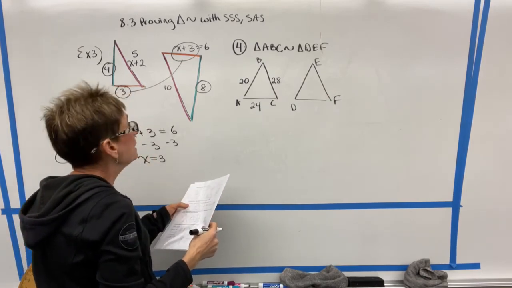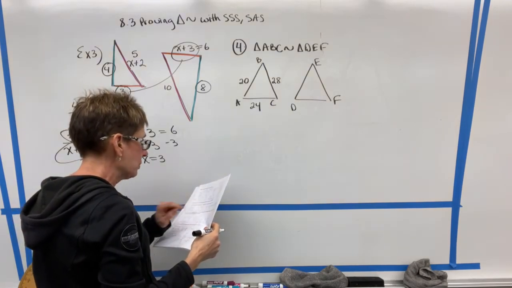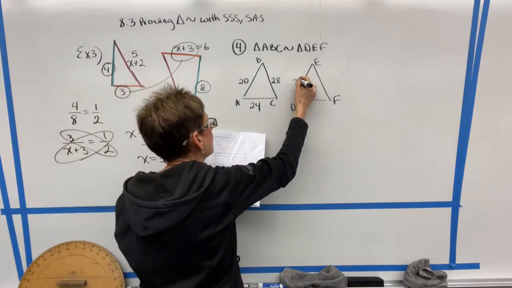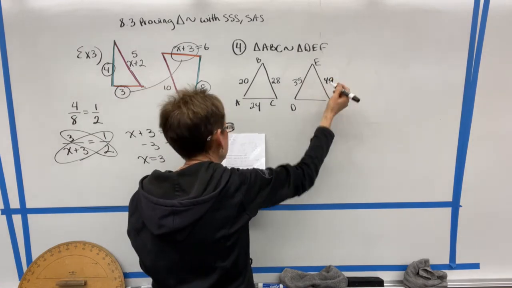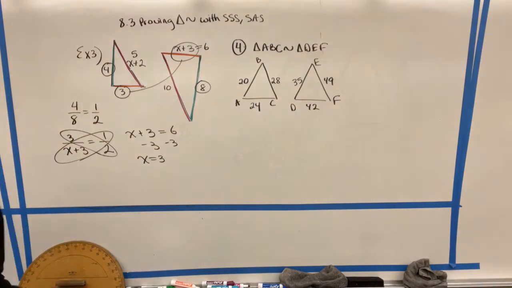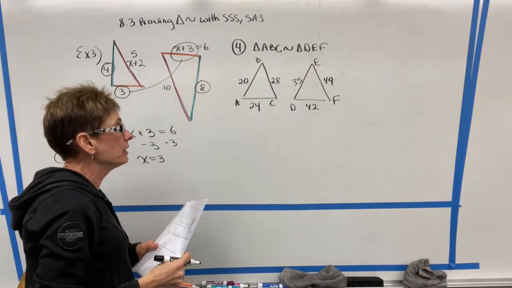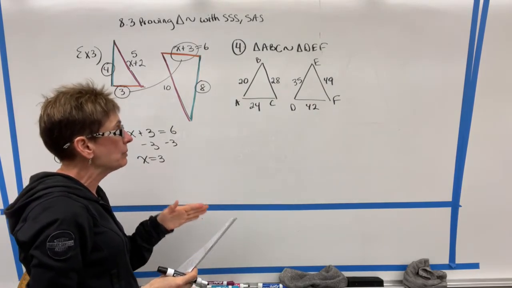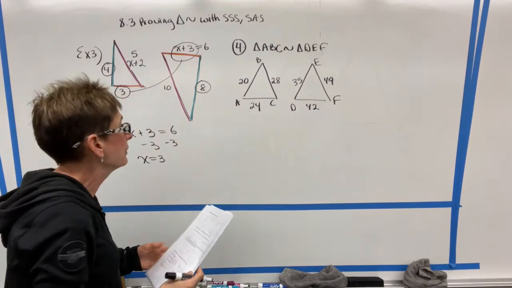Let's see, AB is 20, BC is 28, AC is 24. Oh, and then in triangle DEF, DE is 35, EF is 49, and DF is 42. Now, to verify that these two triangles are similar, I need to show that the scale factor, each side on the left divided by its corresponding side on the right, is going to equal the same number, which is the scale factor for the two.